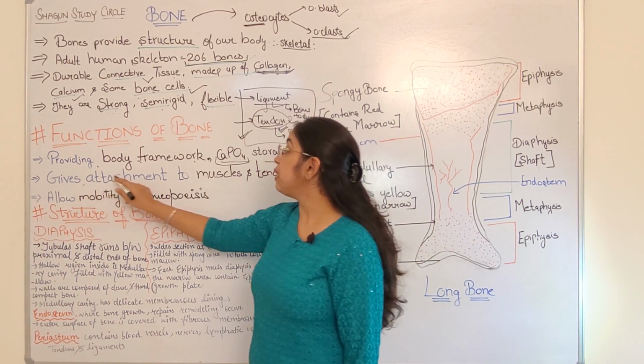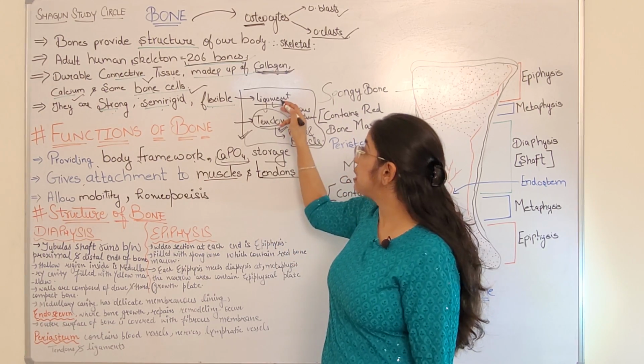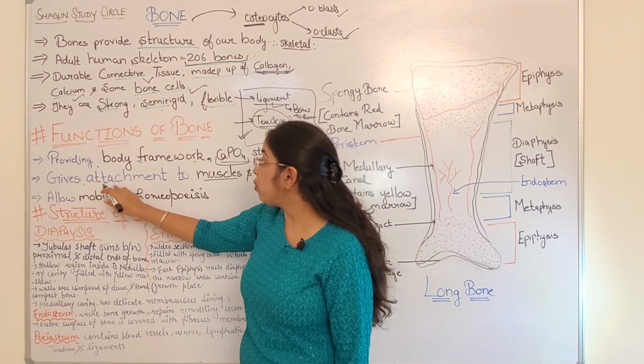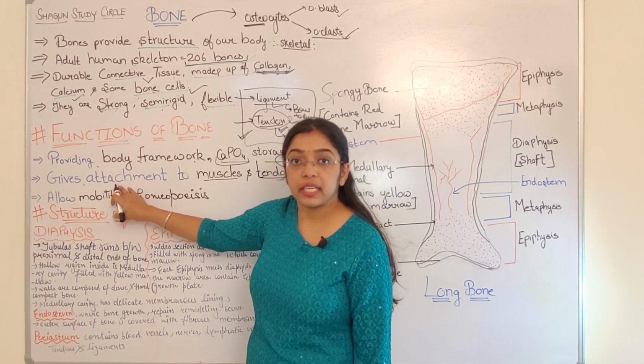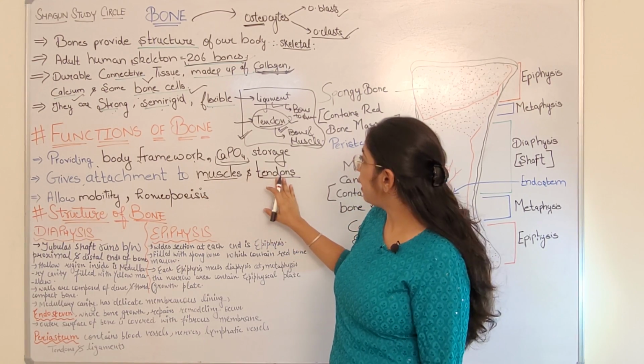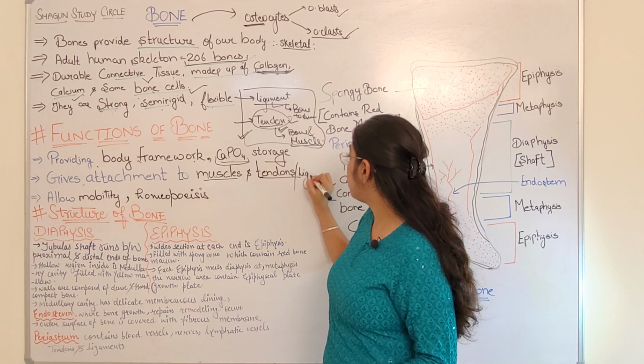The second thing is that it gives attachment to muscles and tendons. As we just discussed ligament and tendon, it clearly suggests that bones are the primary organ that give attachment to what? Muscle and tendon, or we can also say even ligament.